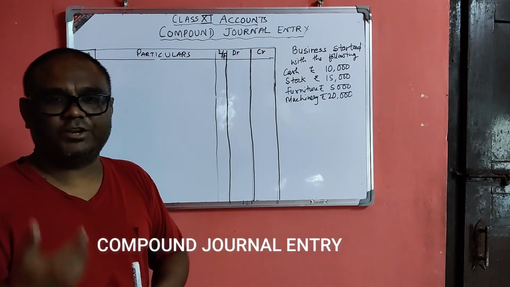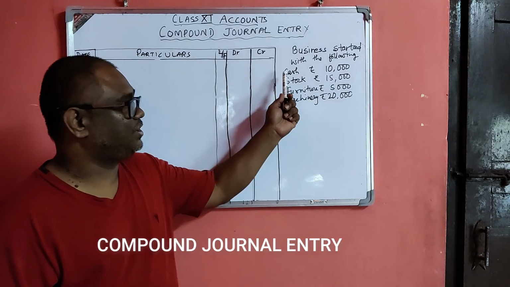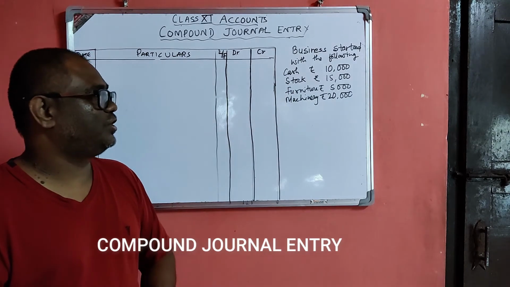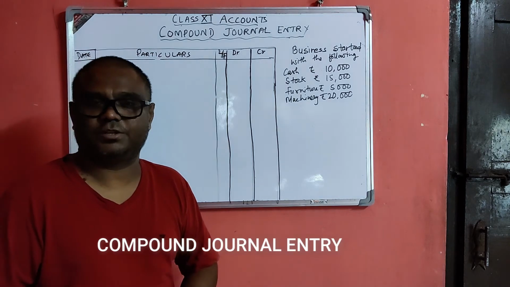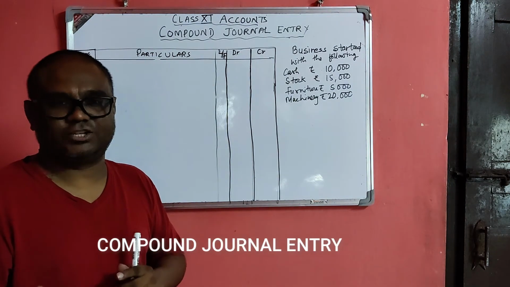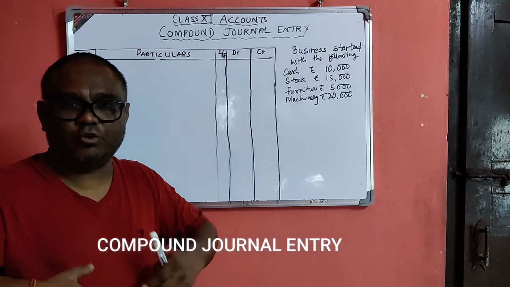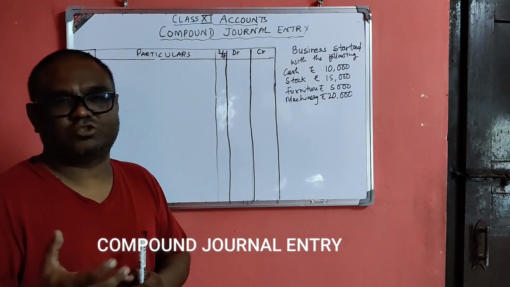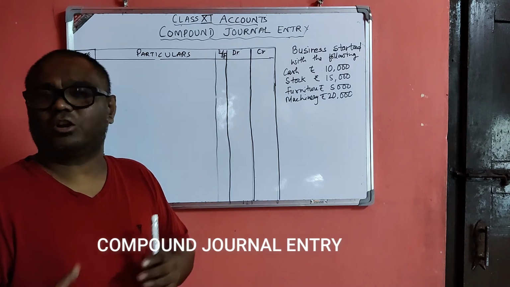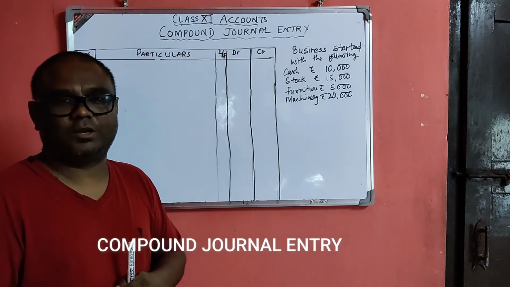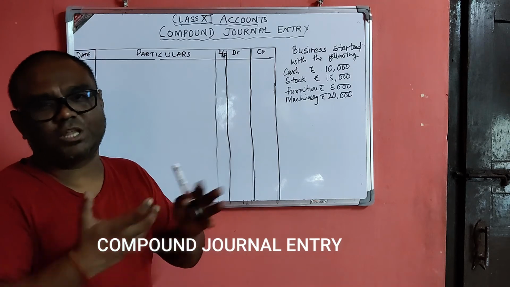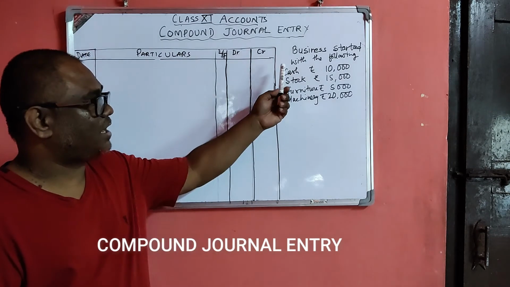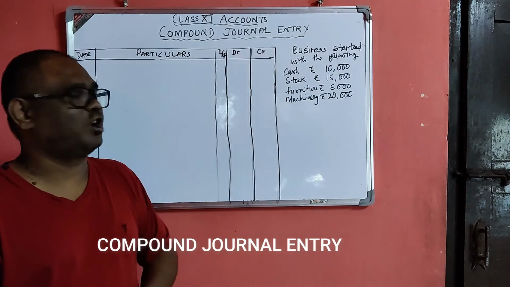Capital is whatever is introduced in the business. Here cash is introduced, stock is introduced, furniture is introduced, machinery is introduced in the business. So capital does not mean only cash introduced in the business. Whatever you bring in the business to commence the business is called capital. It's not necessary that cash is the capital. So here you are starting the business with cash, stock, furniture, and machinery.